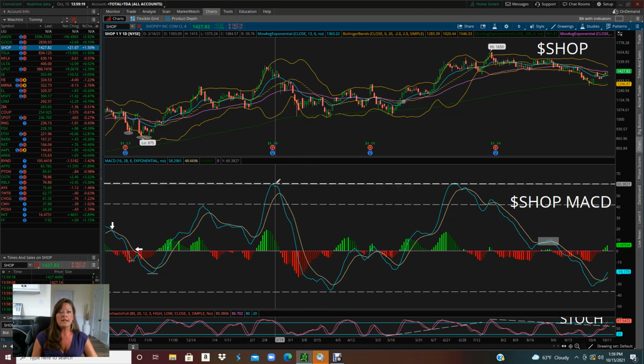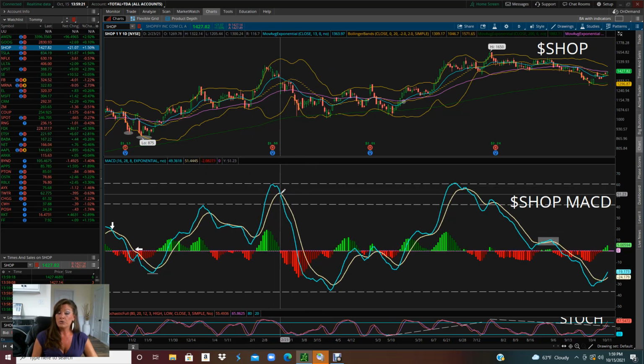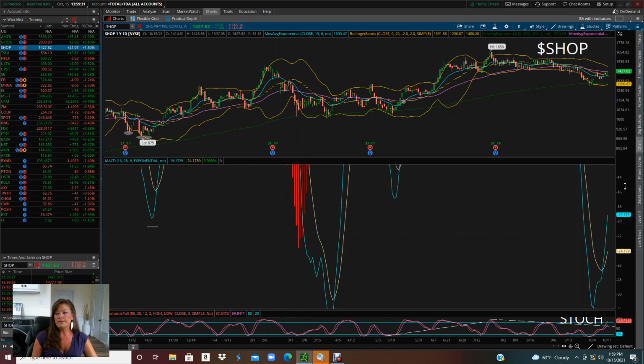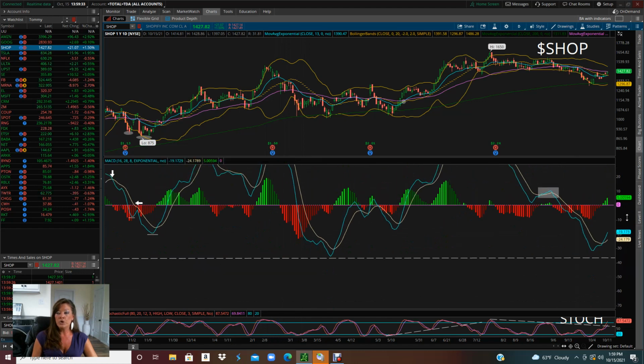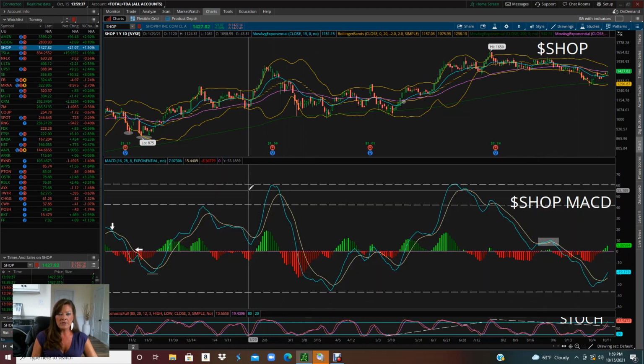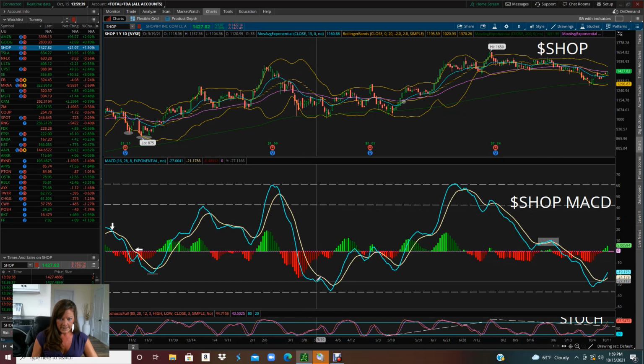Anyways, it raced up, got exhausted, crossed right here, and look, it raced down. This is a race. This isn't a little stall where you wonder what we are doing here. It's a race. So if you are a bear, that's what you want. You want a race down.